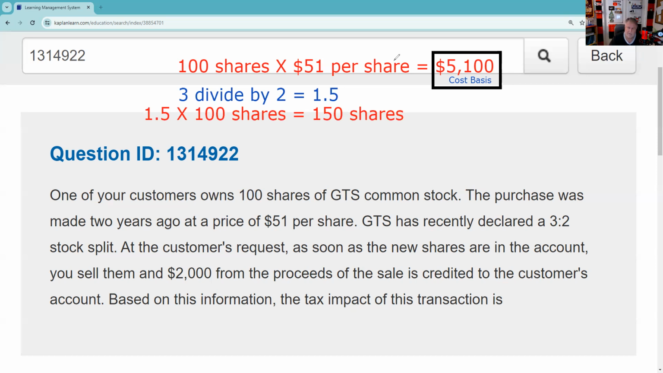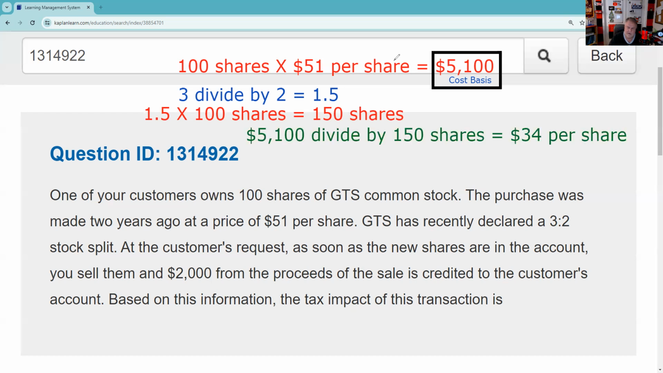Now, your cost base is still 51. Well, I should say 5,100. It's just now you have more shares, right? Now, if you get stuck, just remember you're going to have more shares at a lower price, and sometimes that alone will lead to the right answer without doing the math. Okay, at the customer's request, as soon as the new shares are in the account, you sell them. Okay, so that means we sold 50 shares for 2,000.